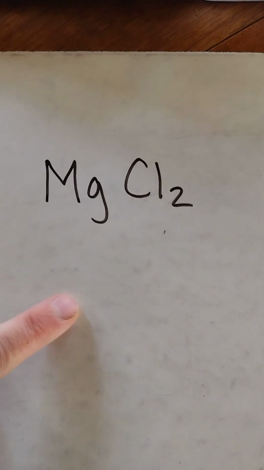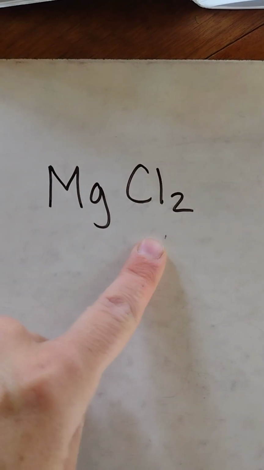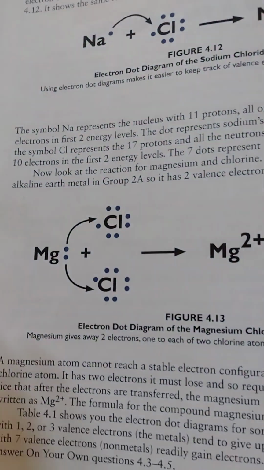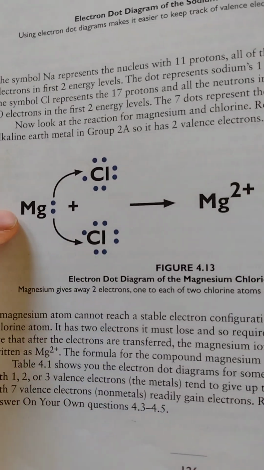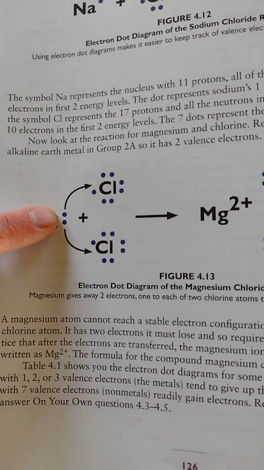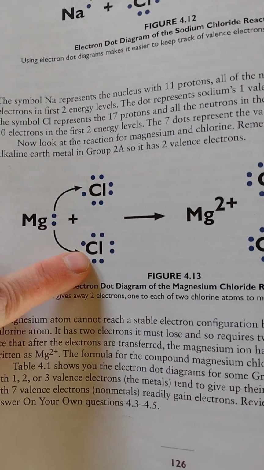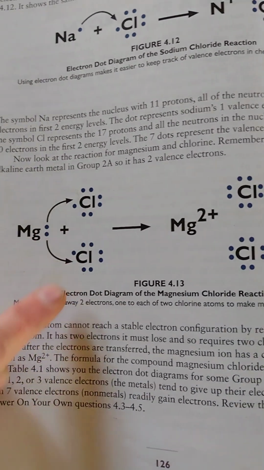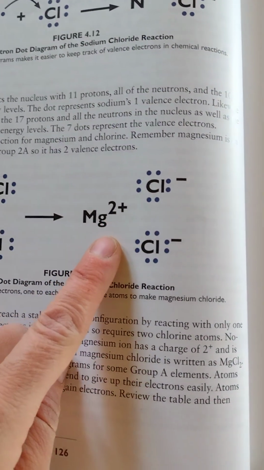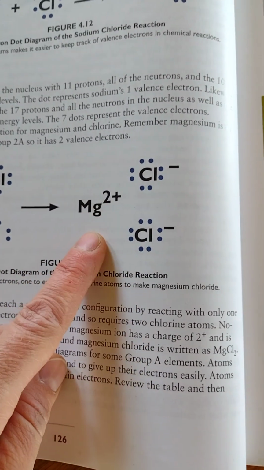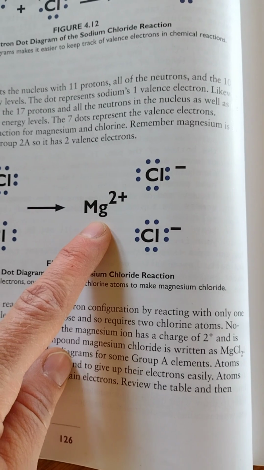And then this next dot diagram in your book shows magnesium chloride. So there's 2 chloride atoms for every 1 magnesium atom. And this is kind of how it goes. The magnesium is giving away 2 electrons, and each chlorine is taking 1 electron. And so the magnesium becomes positively charged by 2 because it's lost 2 negative electrons.